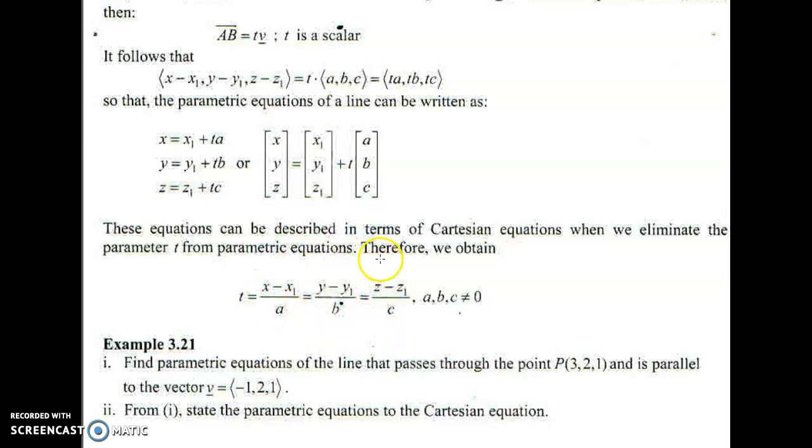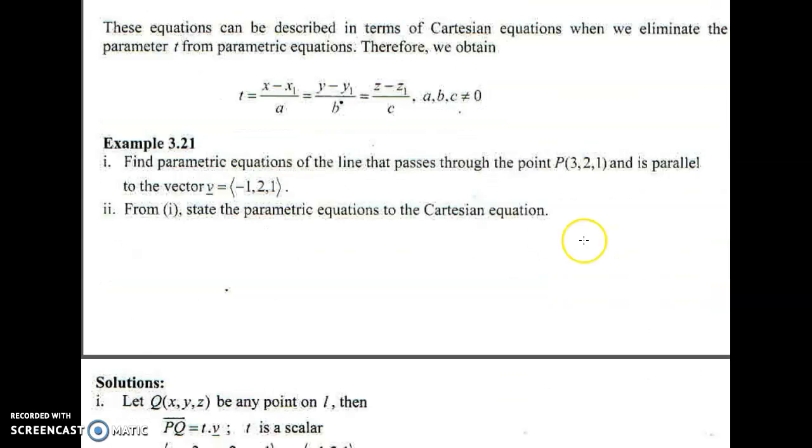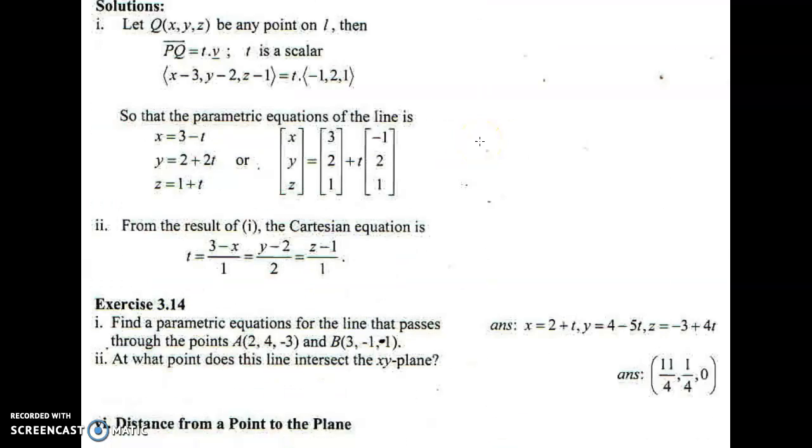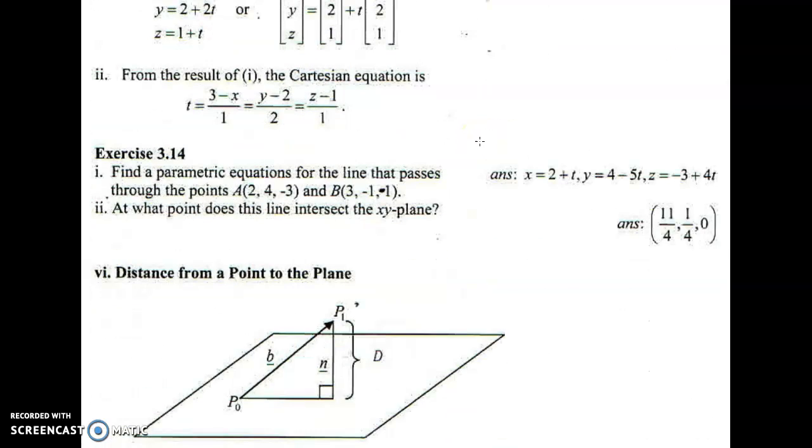Okay, so this will be the equation, right? The parametric equation can be represented in this form or this form. Now you can look at the example by yourself. Let's look at exercise 3.14.